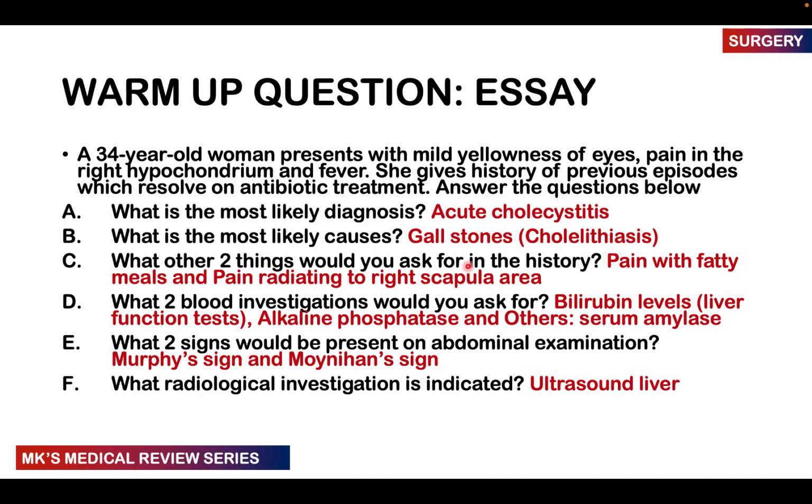The two other things you would ask on the history are whether the pain occurs with fatty meals and whether the pain radiates to the right scapula. Two blood investigations you would ask for are bilirubin levels, which are part of the liver function test, and alkaline phosphatase. You may also order serum amylase. The two important signs that may be present on abdominal examination are the Murphy sign and the Moynihan sign. Then, of course, the radiological investigation indicated is an ultrasound. Ignore the liver part, it must have been a typo.